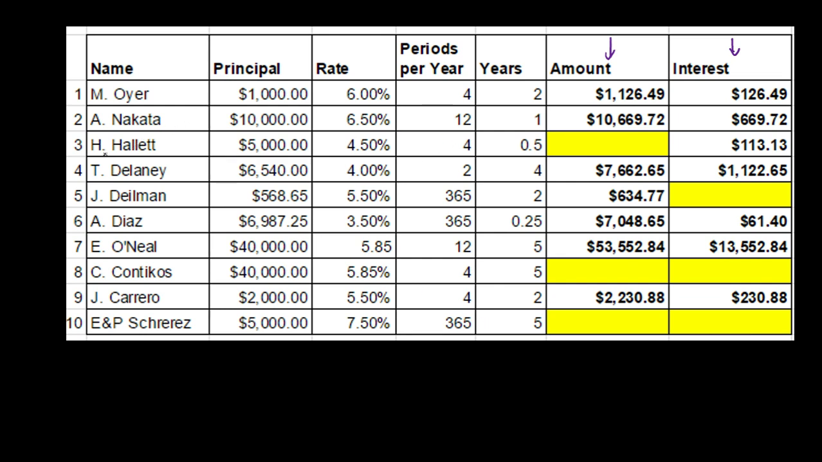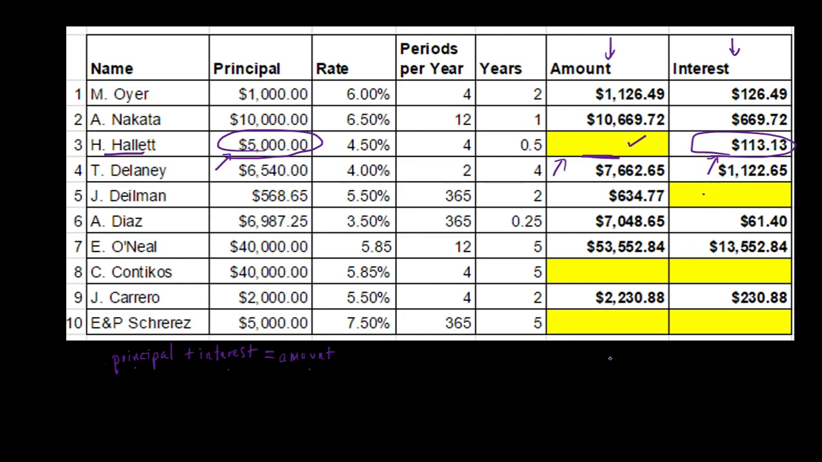So if you look at H. Hallett on line 3, the amount is missing. However, you're given principal and you're given interest. So if I know the amount of money that started in my account and I know the amount of interest it accrued, then I can figure out what my amount is. Remember, principal plus interest is equal to amount. And you can rearrange that equation to solve for principal or interest, right? So again, principal plus interest equals amount. So if I know what I started with, I know the amount of money that was accrued, I can find my amount. So that's how we'll solve for this one.